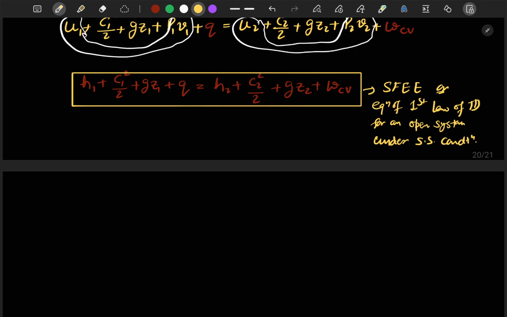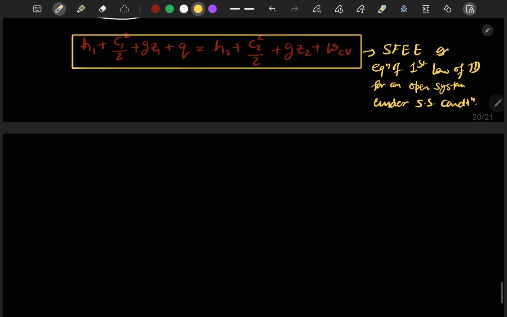Since we have already discussed the steady flow energy equation, now we will apply it to different devices. There are various engineering devices which we use in thermodynamics and heat transfer, and moreover in power plants. We will see them one by one. Let's first take the nozzle and diffuser. Let's consider the nozzle first, or we can consider them together.